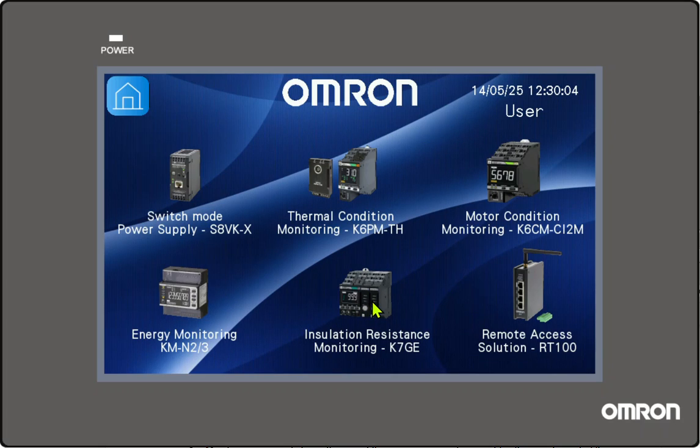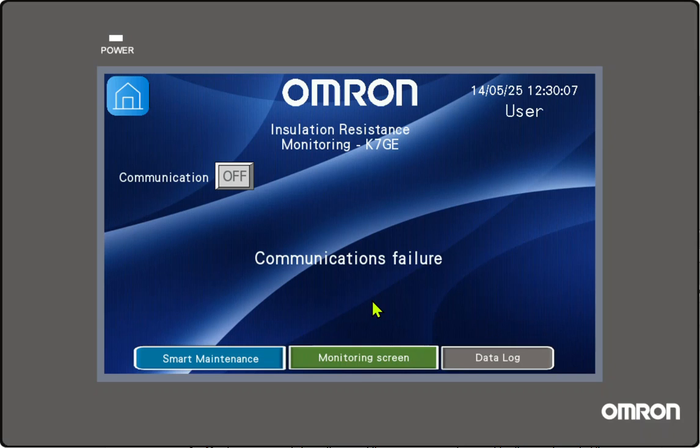Then we have the insulation resistance monitoring, the K7GE. And unfortunately, in this page, I cannot show the layout because I am not connected to the unit, and it is a condition to show the layout to have the unit connected. But in this first page, which is the monitoring screen, it shows the user if there is a communication, of course, and enables the user to control the start of measuring and to enable the data log. And finally shows the usage channels resistance measures and its status.